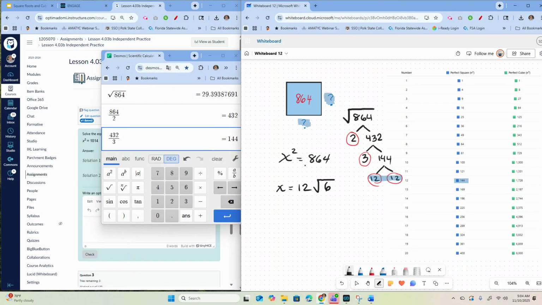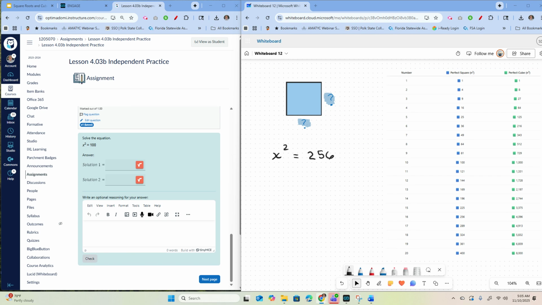And I got the answer for this equation. Now, keep in mind that every time you do square roots, you have two answers, the positive and the negative. So my other answer is going to be x equals negative 12 square root of 6. Okay, so every time you do square roots, you always have two answers, the positive and the negative. Let's go to the next one.